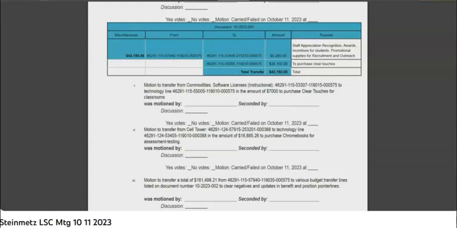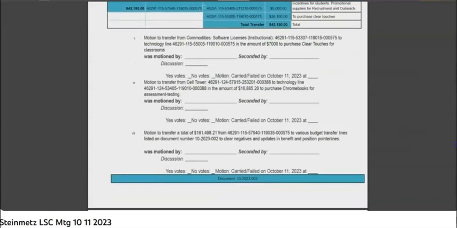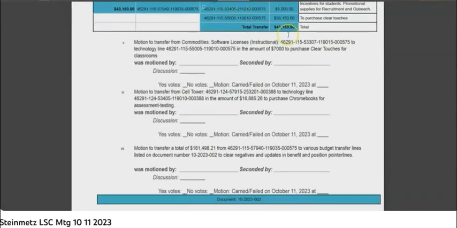Next transfer, Dr. Vilches. Motion to transfer from cell tower 46291-12457-915-253-201-000388 to technology line 46291-124-5305-119-010-0000388 in the amount of $16,885.26 to purchase Chromebooks for assessment and testing.